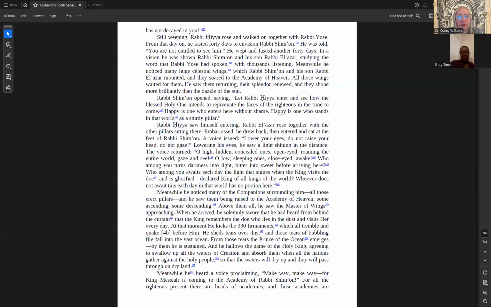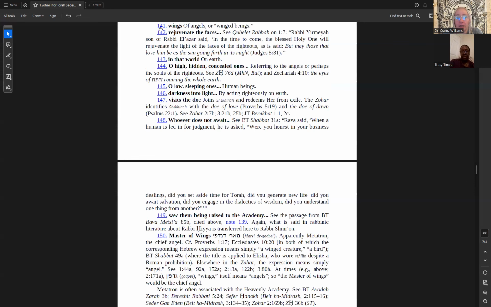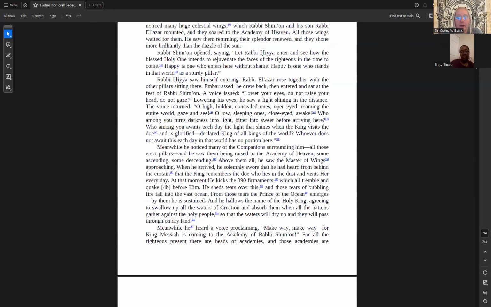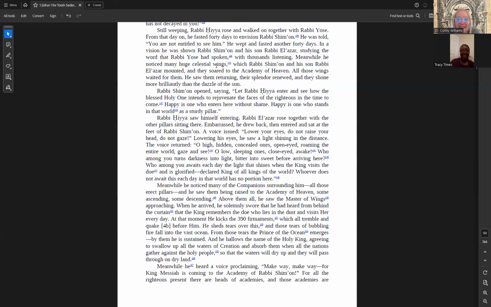thousands listening. Meanwhile, he noticed many huge celestial wings, wings of angels or winged beings. Yeah, we got that part. Which Rabbi Shimeon and his son Rabbi Eliezer mounted, and they soared to the academy of heaven. All those wings waited for them. He saw them returning, their splendor renewed, and they shone more brilliant than the dazzle of the sun.